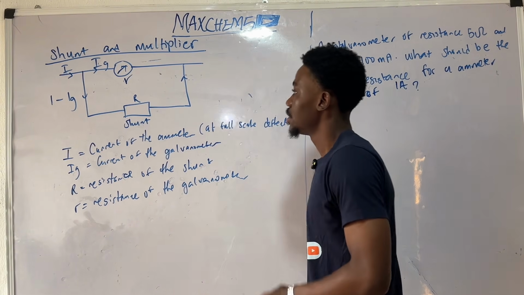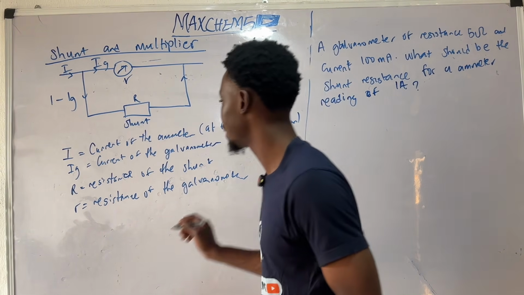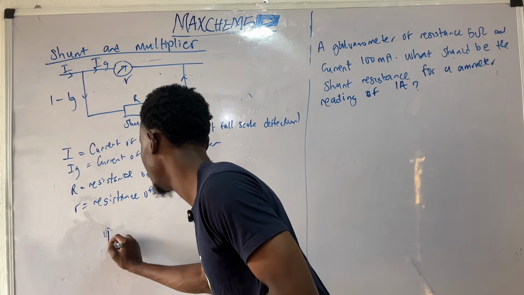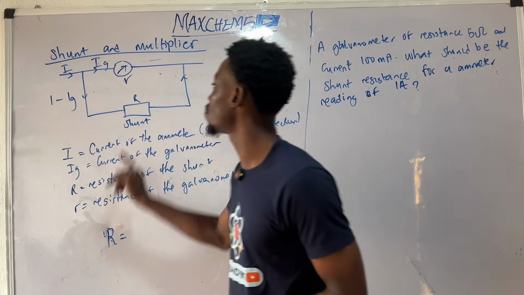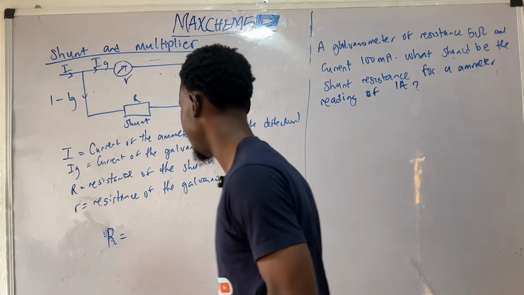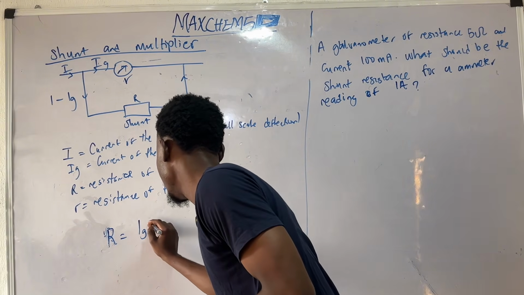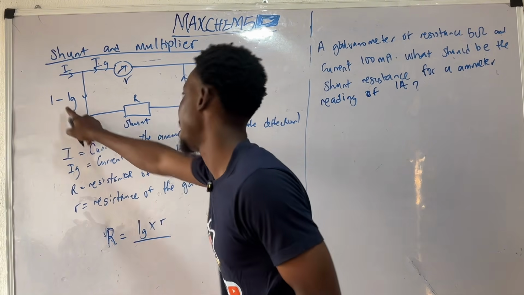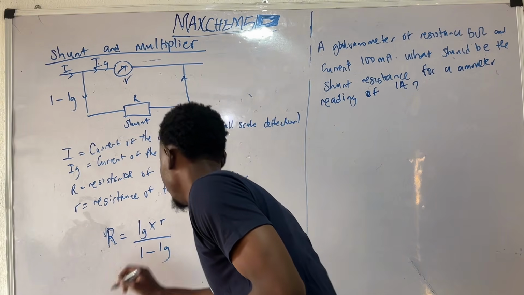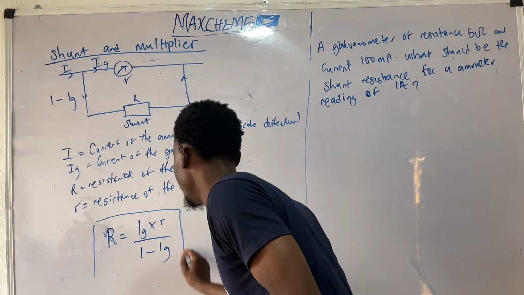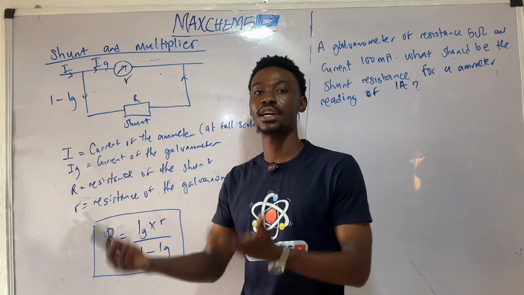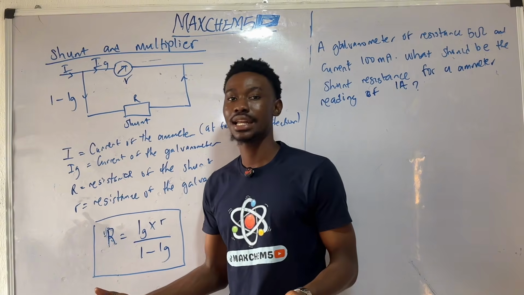Now, the resistance of the shunt, not the galvanometer, that is connected in parallel to the galvanometer is given as IG times r divided by the current flowing here, I minus IG. So this is the formula for the resistance of a shunt to convert a galvanometer to an ammeter.